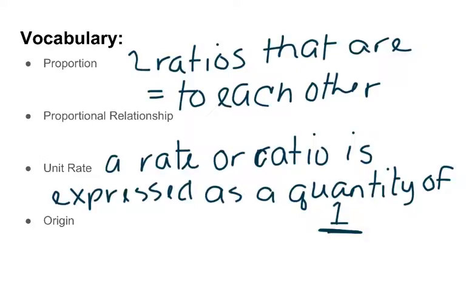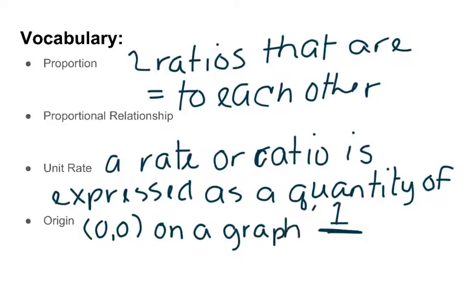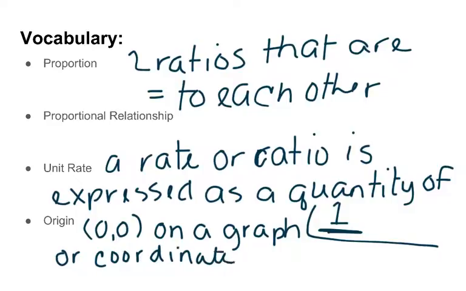Okay? And then origin. Origin is the 0, 0 coordinate on a graph, or coordinate plane. And that's going to be real important when we talk about proportional relationships.